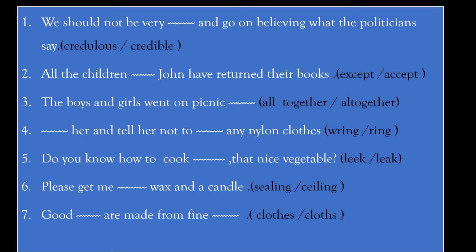Number 6. Please get me sealing wax and a candle. Sealing, not ceiling. Ceiling is a part of the roof. Gold dash are made from fine dash. Cloth, the second one, material. Clothes, the first one, that which we put on. So we say gold clothes, the first one, are made from fine cloth. Are you getting that? Yes, let us move.